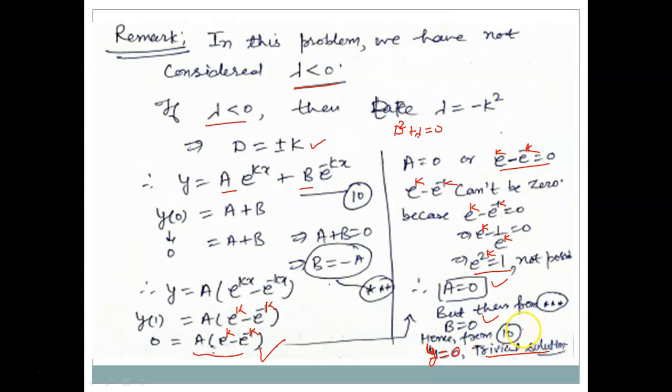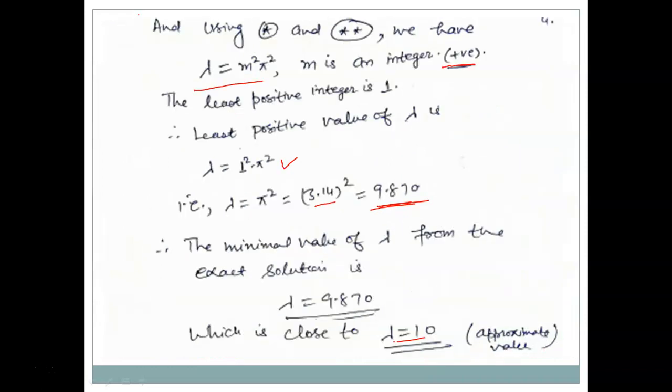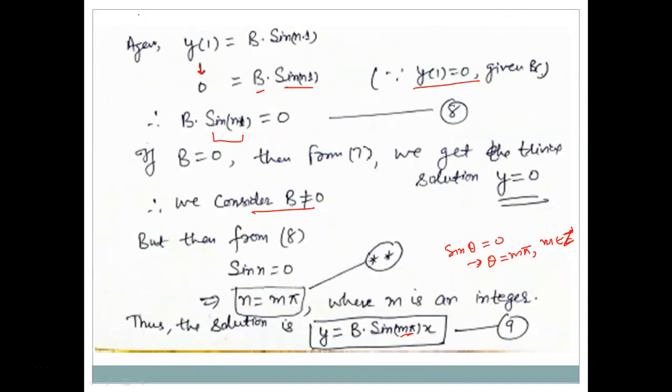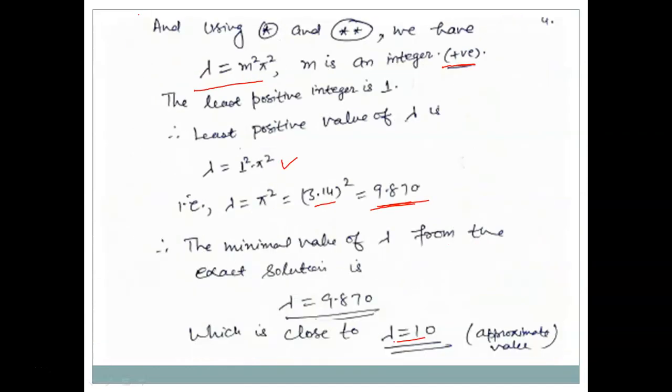Why is this trivial solution occurring? This is occurring because of our choice lambda less than 0. The similar situation will happen if you consider lambda equal to 0. Therefore, the appropriate choice is lambda greater than 0, and the solution comes in this way. The minimum value of eigenvalue is lambda equal to 9.870. This is the exact value, and lambda equal to 10 was the approximate value.